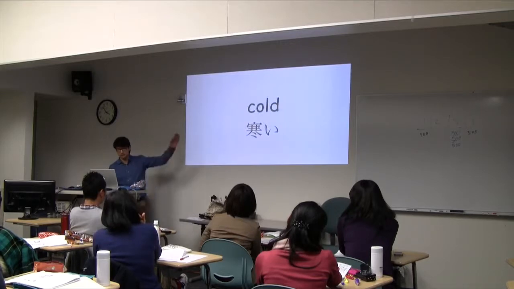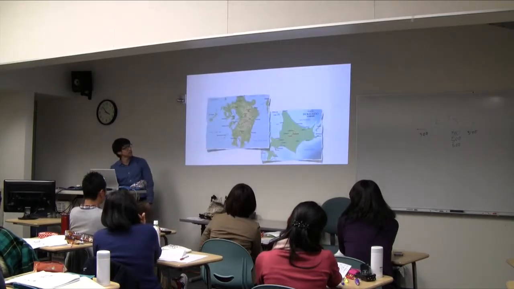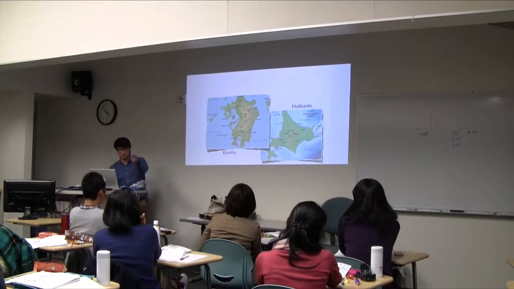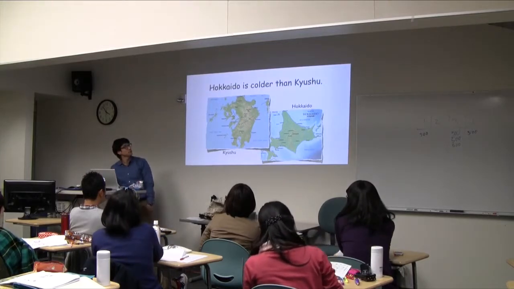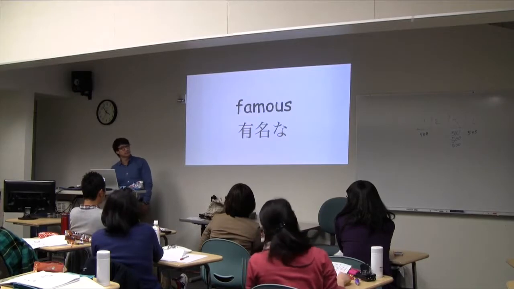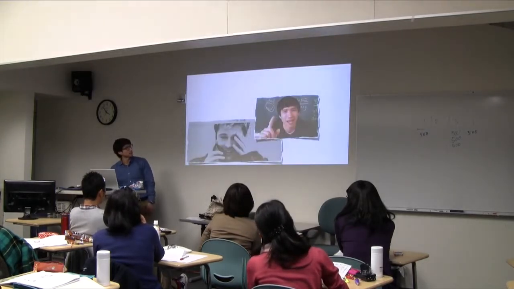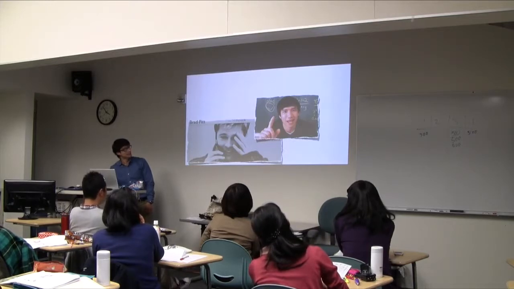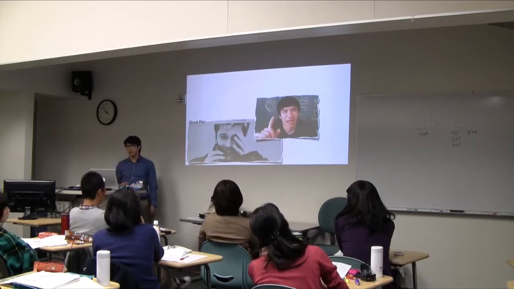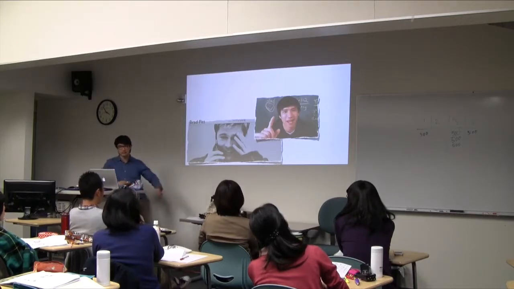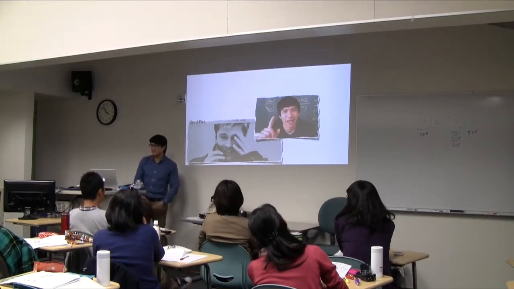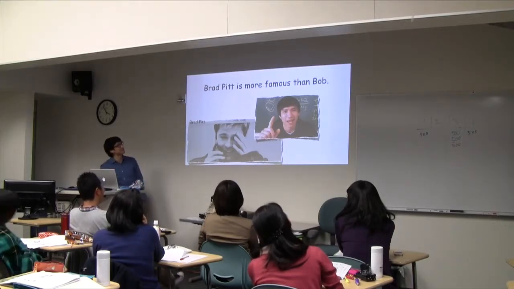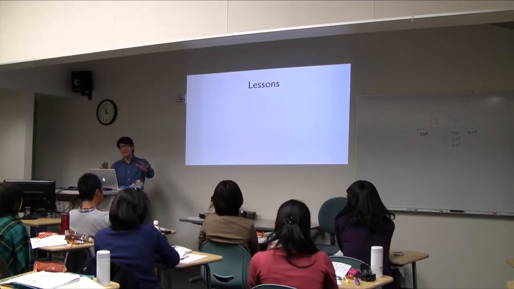Okay, so you're going to take the word, the adjective, the keiyoshi, okay? You're going to make a question. You're going to make a sentence for me. That's right. Meadow is colder than Kyushu. Repeat after me. Okay, famous. This is easy. Come on. Again, go. Make a sentence. Bob is more famous. Go ahead. Bob is more famous than Brad Pitt. No, that's wrong. Brad Pitt is more famous than Bob. Yeah. Okay.